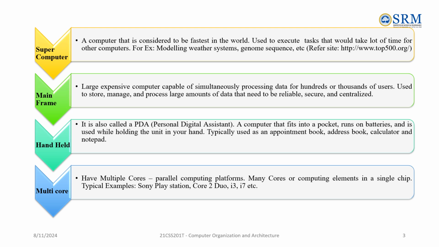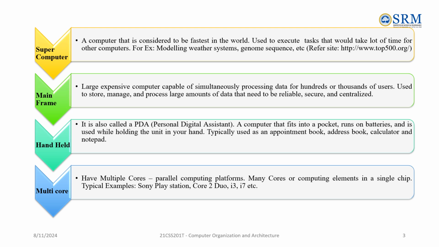Next is mainframe computers: large, expensive computers capable of simultaneously processing data of hundreds of thousands of users, used to store, maintain, and manage large amounts of data that needs to be reliable. Next is the handheld. It is nothing but a PDA, personal digital assistant, a computer that fits in a pocket, runs on battery, and is used while holding the unit in the hand. Basically, we use it for purposes like appointment book, address book, calculator, and notepad.